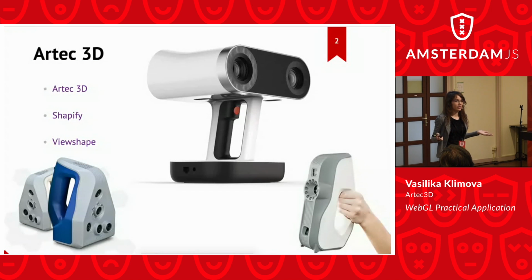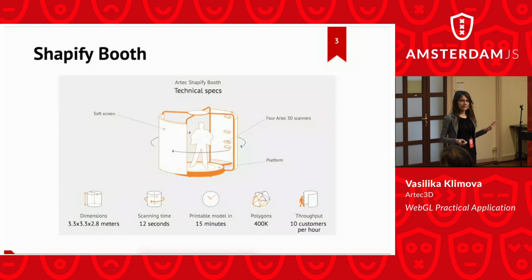Artec 3D, what is the company? Our company creates handheld scanners. Artec Eva, Leo, and Spider are the best handheld scanners in the world. It is used in a lot of fields, like 3D cinema, 3D effects, games, medicine, paleontology, archaeology, NASA, and a lot of different fields. And 3 years ago, we created the booth. This booth can scan a person in 12 seconds.